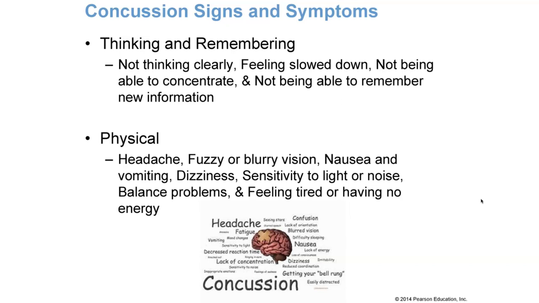So thinking and remembering, you're not thinking clearly, you might feel slowed down, you're not being able to concentrate, not being able to remember new information. So when I was doing athletic training in college, one of the tests that we did was the 3-word test. You pick 3 words and you give them to them, and then in a few minutes you ask them to repeat those words in that order. So the words could be like flower, diamond, and rainbow. So you ask them, what were those 3 words that I gave you?